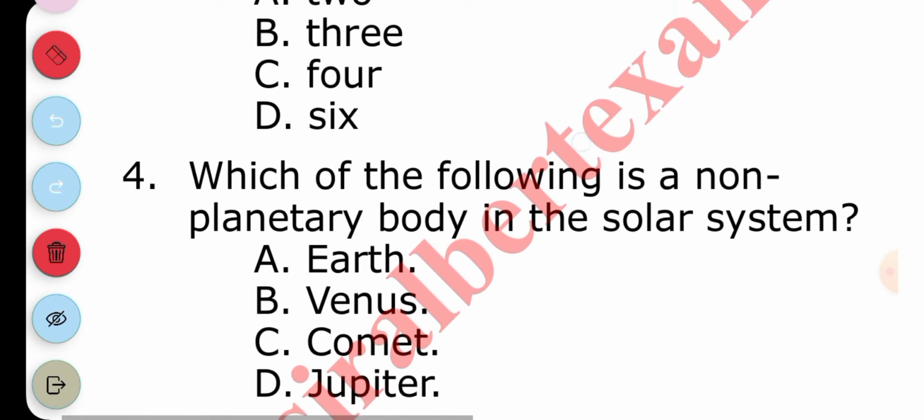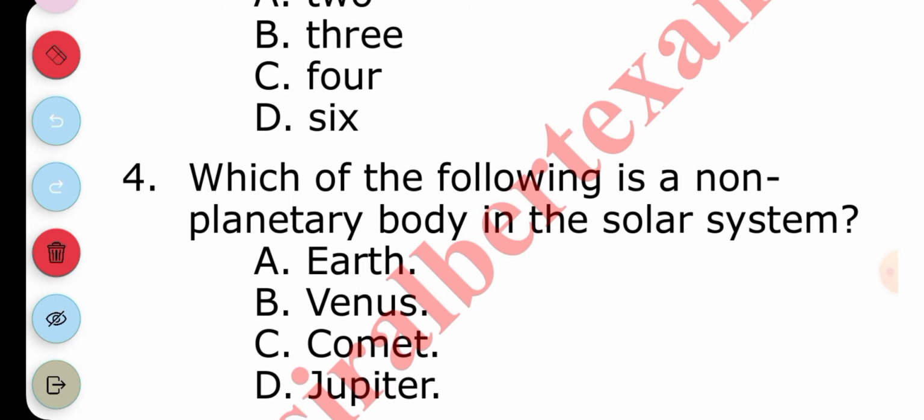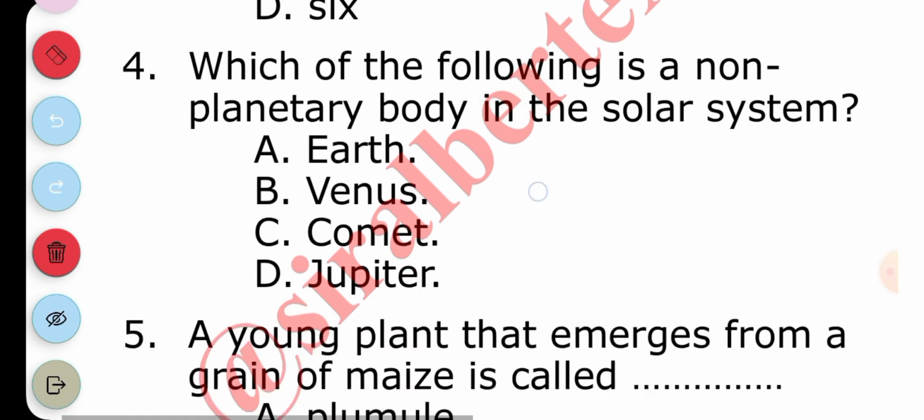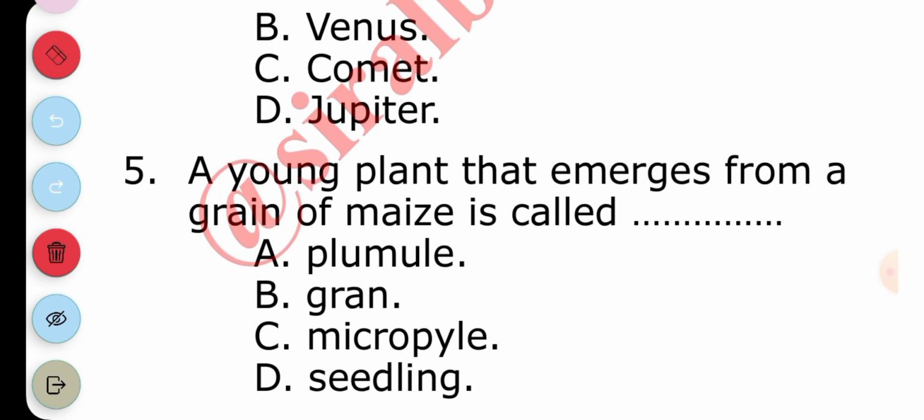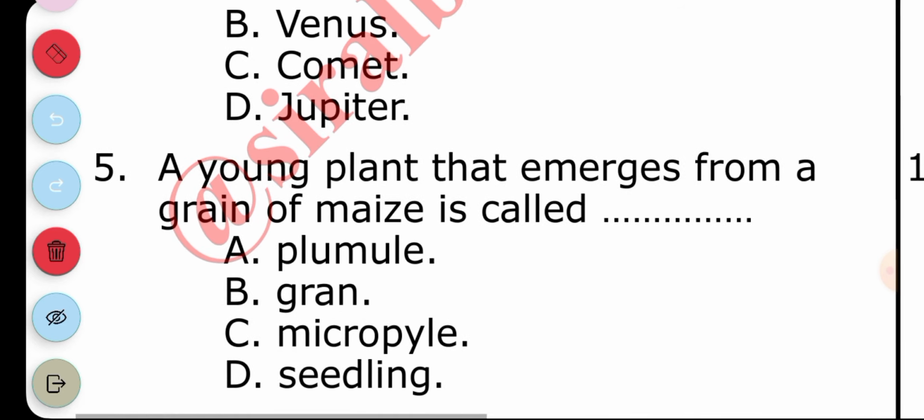Question 4. Which of the following is a non-planetary body in the solar system? A, Earth, B, Venus, C, Comet, D, Jupiter. So the answer to question 4 is C, Comet. Question 5. A young plant that emerges from a grain of maize is called A, Plumule, B, Seedling, C, Grain, D, Micropyle. The answer to question 5 is seedling, a young plant that emerges from grain of maize.